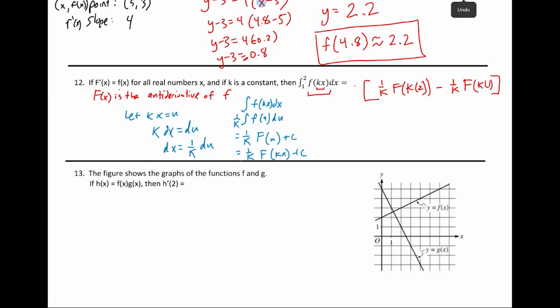All right, so let's clean this up a little bit. I'm going to put some brackets on here and make this a little easier to look at. 1 over k times F of 2k minus 1 over k times F of k times 1, which is just going to be k. So if I factor out that 1 over k, I'll have F of 2k minus F of k.